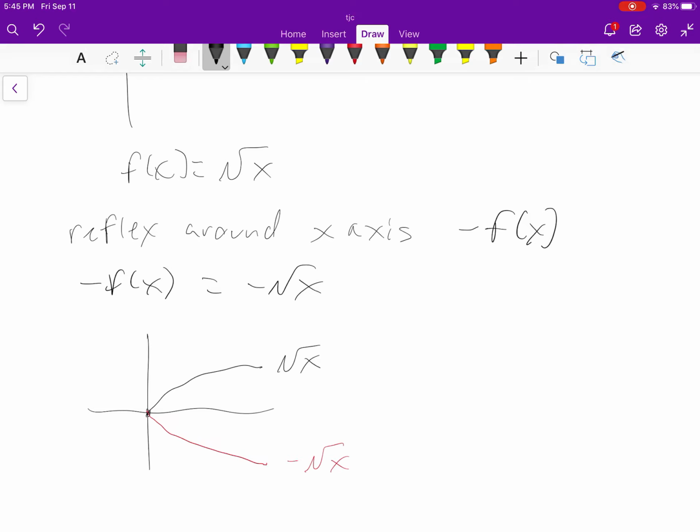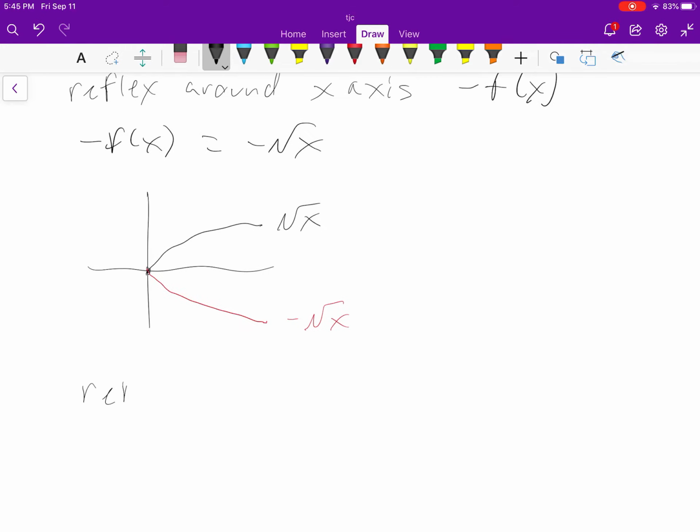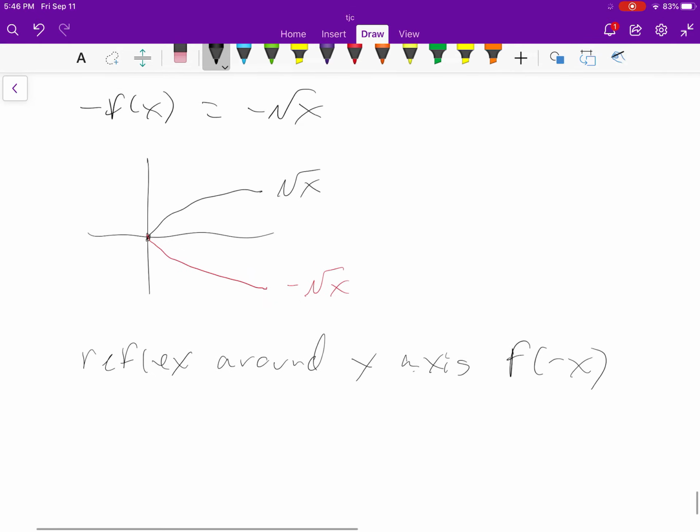So that's reflection around the x-axis. Well, what about reflection around the y-axis? To do reflection around the y-axis, the negative is going to have to go on the inside. So instead of it being negative on the outside, it's going to be negative on the inside, like that.